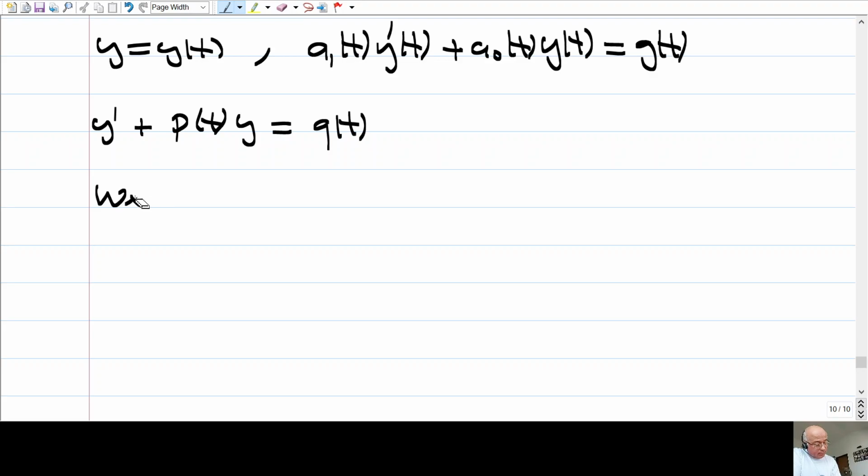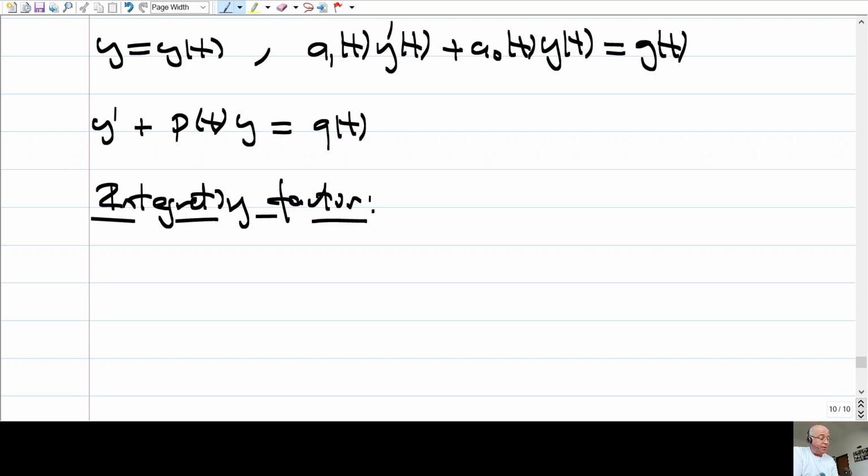Integrating factor. What's an integrating factor? Remember the examples I gave at the beginning of the lecture today. We wrote the equation usually in this form: d over dt of something equals something. And then we integrated both sides. So I will try to obtain this kind of form.